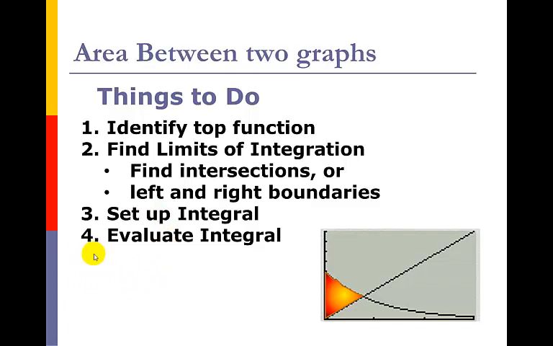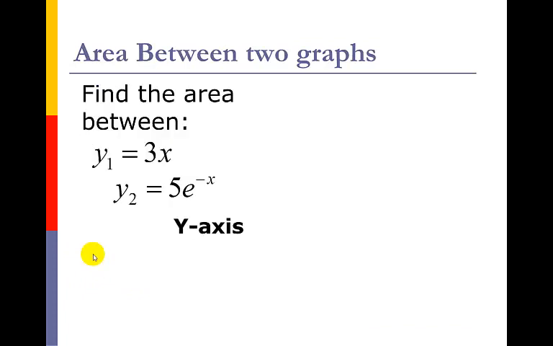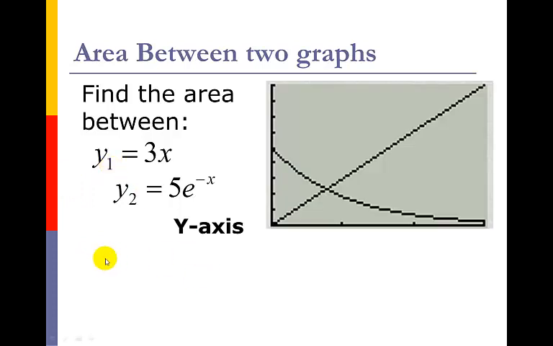Okay, so let's do another example of this. What we want to do is find the area between the line 3x and that exponential graph, a little bit of a curve to it, 5e to the negative x, and also the y-axis. So we're going to have these three pieces, these two graphs and the y-axis. That's going to make an area for us, a section. And so this is what we've got.